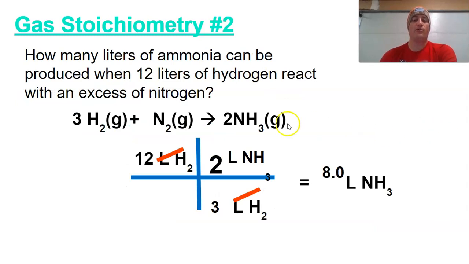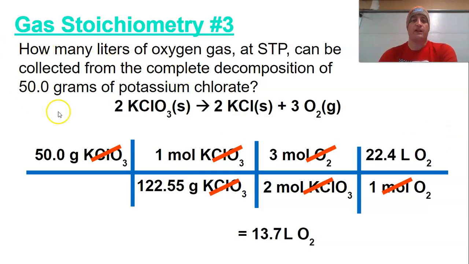So you can't do it unless you have it all. Another type, again showing this idea in action: when you have 12 liters of hydrogen, you have a 3 to 2 ratio in order to get 8 liters of ammonia. A little more complicated idea, add STP.